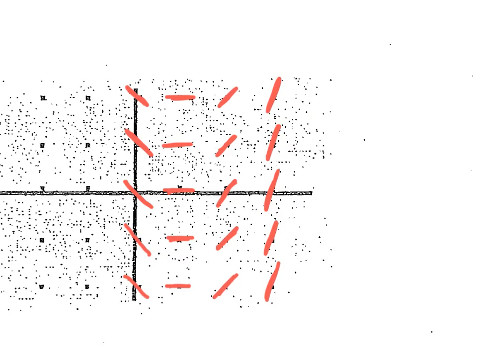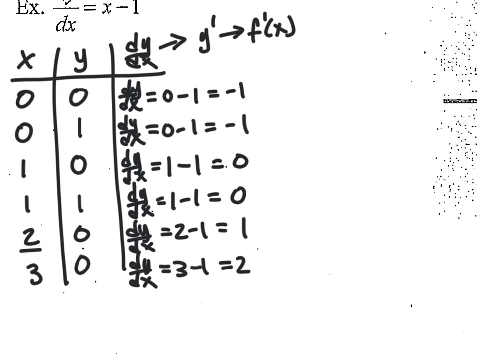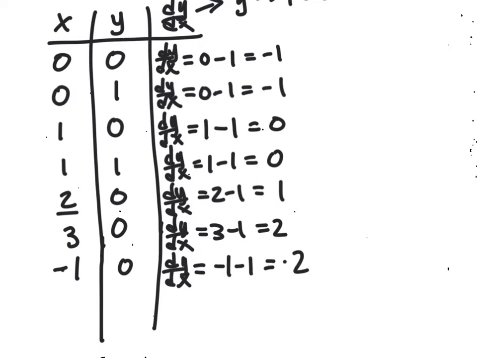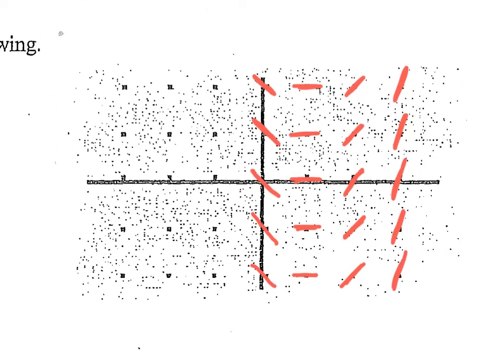All right, now the pattern is going to continue on the other side. Let me make this a little bit bigger. If I plug in the point (-1, 0), then dy/dx is equal to negative 1 minus 1, which is negative 2. So I have a slope of negative 2; this is going to get a little steeper, but the values are going to be negative. And so you kind of just eyeball it. You don't have to be exactly perfect.